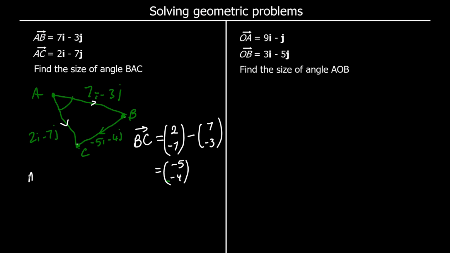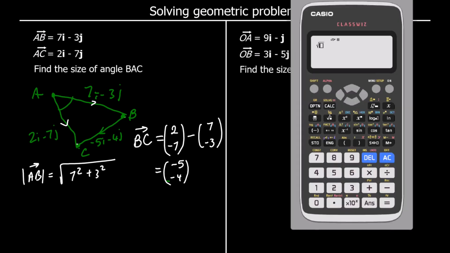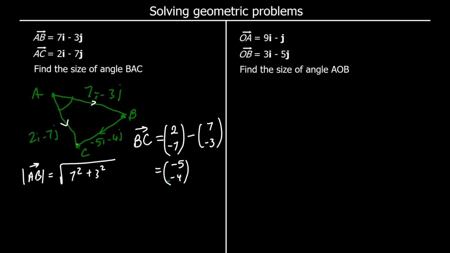So for A to B, the magnitude of A to B is the square root of 7 squared plus 3 squared, which is root 58. The magnitude of B to C is the square root of 4 squared plus 5 squared.